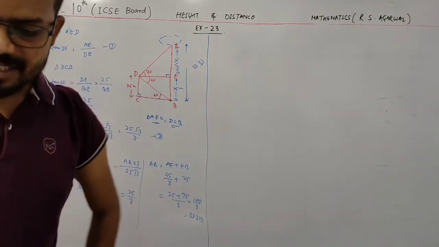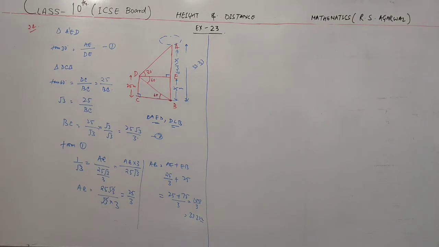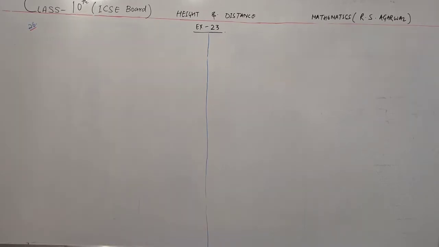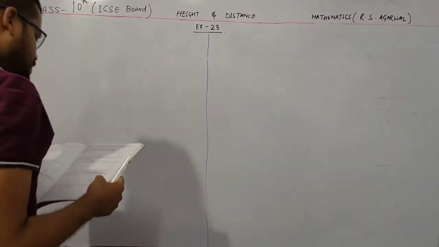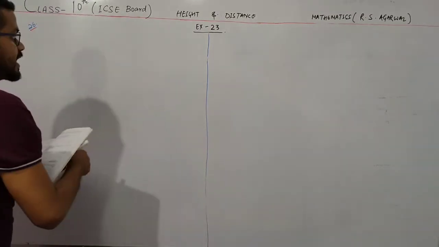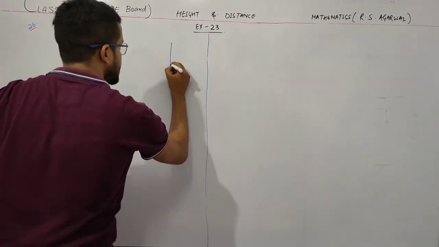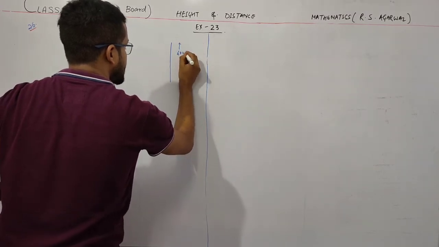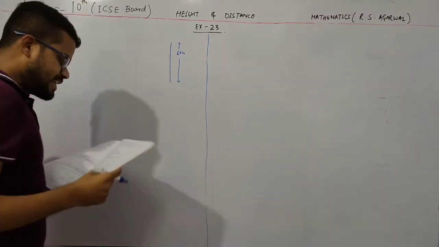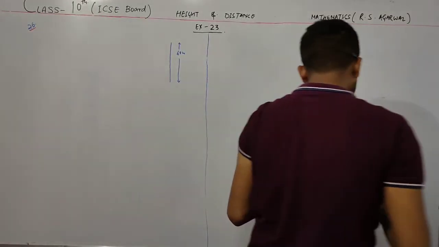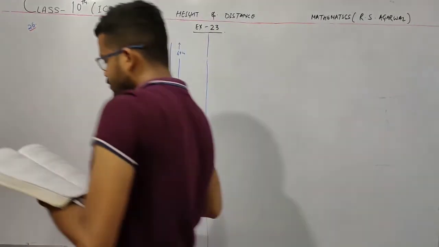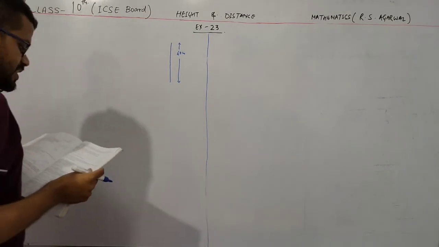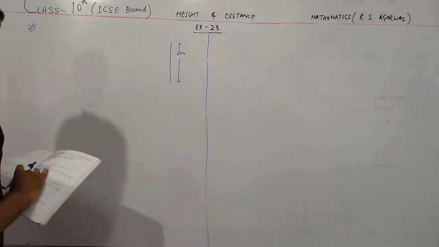Question number 26. 26 is again a very important one. Okay, so read the question carefully firstly. So the question is, from the top of a cliff 60 meter high, this is 60 meter high. Okay, firstly read the question carefully and try to draw a diagram. Once you draw the diagram, then you can easily solve the question.